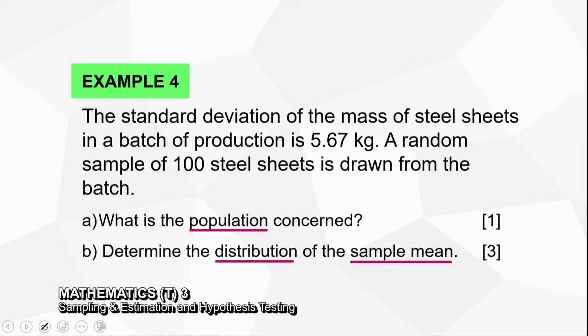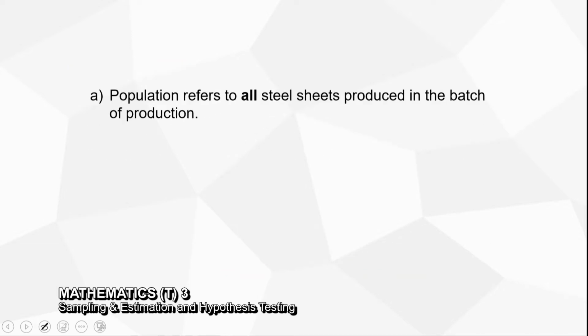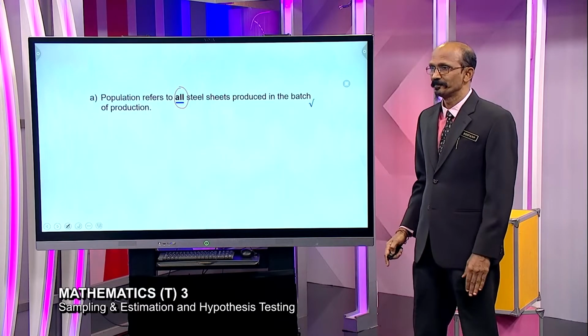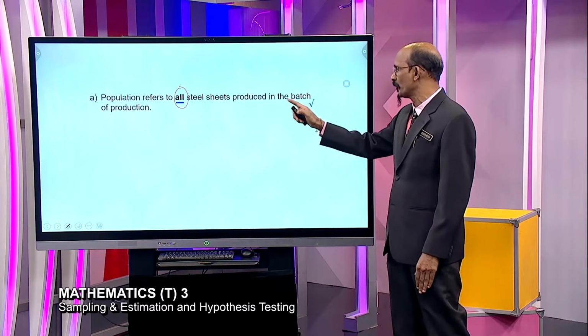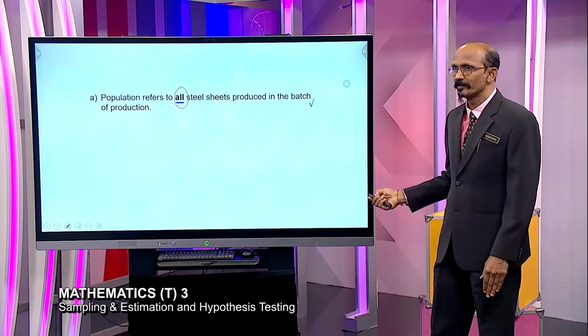So we want the population. As I mentioned earlier, you define it: population refers to all steel sheets produced in the batch of the production. You can only obtain this mark if the word "all" is seen. If there is no "all", you cannot get this mark. If you write population refers to steel sheets produced in the batch of production, you won't get that one mark.